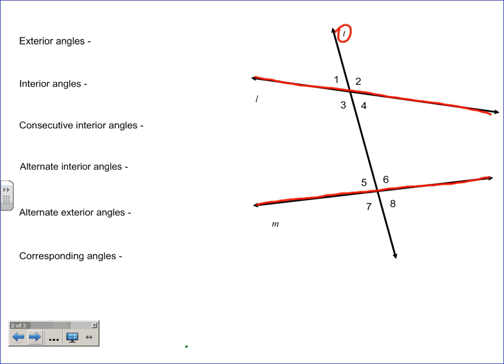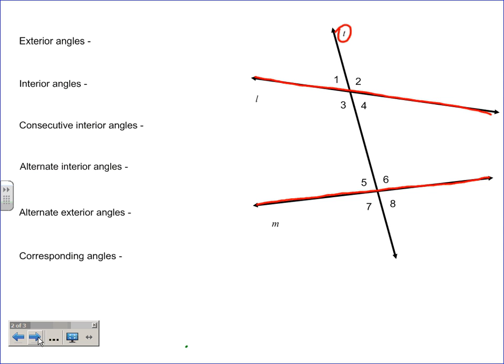And you notice the first two words we have there are exterior and interior. Well, in general, exterior means outside, right? And interior means inside. And so if we're looking at these two lines that I traced in red, are there some angles that are kind of in between those two and some that are not in between those two? Yeah, and those are your exterior and interior. And so if we look at this, exterior angles are the ones that are basically not between those two red lines.